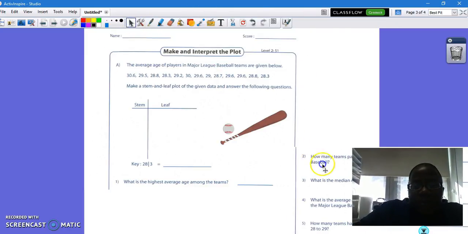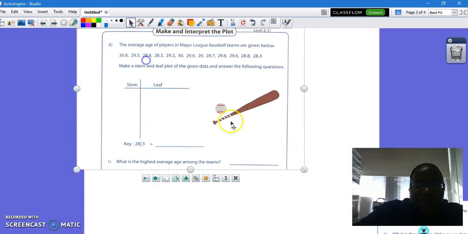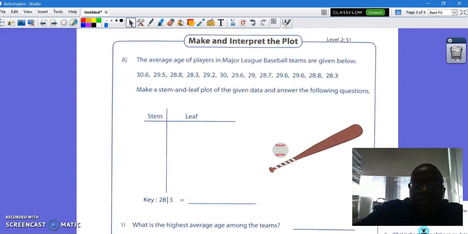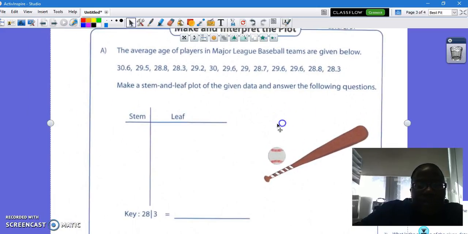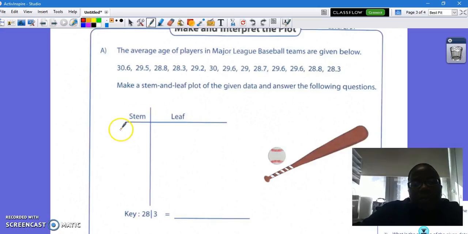For tonight's homework, what we're going to do is construct our own stem and leaf plot first, and then answer questions about that stem and leaf plot. All right, so here it is. And as you know, the first thing that we're going to do is put the numbers in order. I'm going to do it across here somewhere so you can see everything easier.